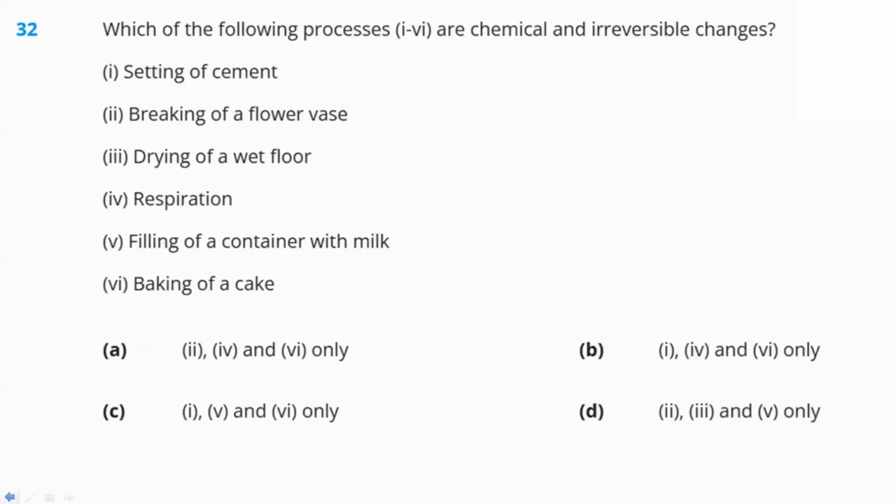Next, the following processes 1 to 6: which are chemical and irreversible changes? Setting of cement is a physical change. Breaking of a flower vase is a physical and irreversible change. Drying of a wet floor is a physical and irreversible change. Respiration is a chemical and irreversible change. Filling of a container with milk is a physical and irreversible change. Baking of a cake is a chemical and irreversible change. Okay, also setting of the cement is a chemical and irreversible change. So 1, 4, and 6. Option number B is our right answer.